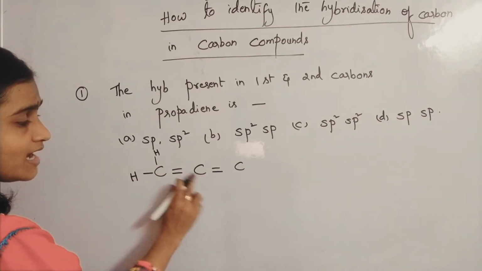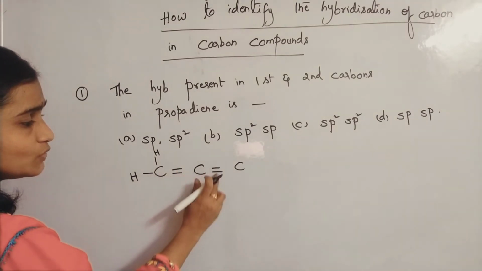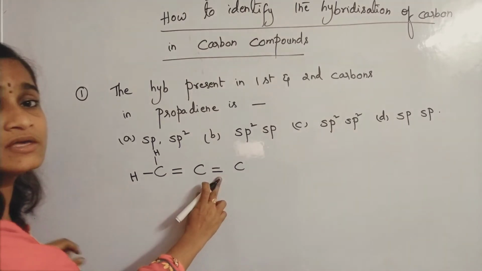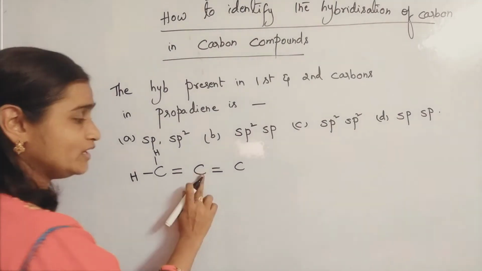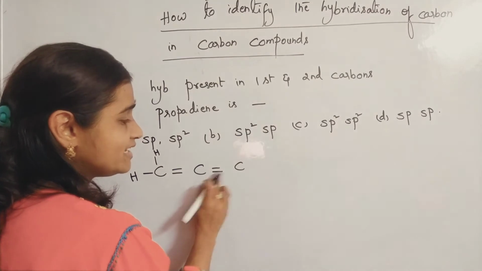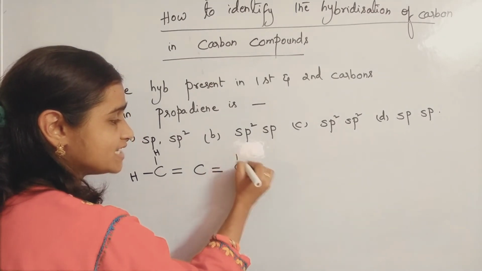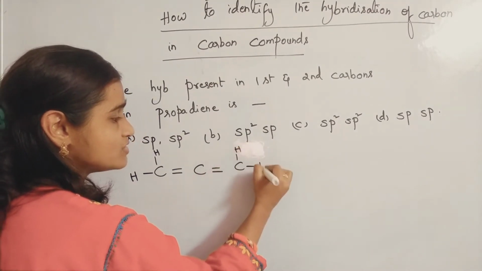For the second carbon, 2 here and 2 here, 4 bonds are already completed, so tetravalency is already satisfied, no need of keeping hydrogens. Similarly for the third carbon, only 2 bonds are satisfied, so we have to keep hydrogens.